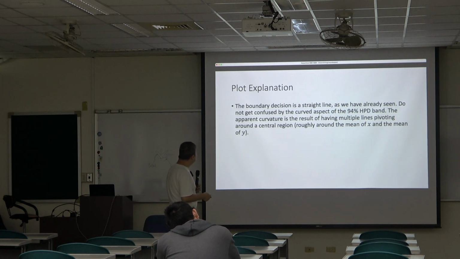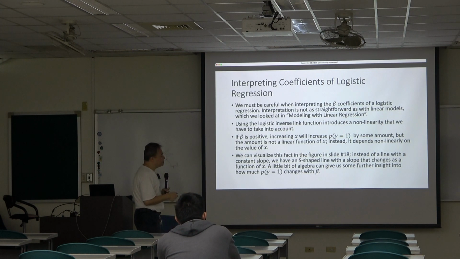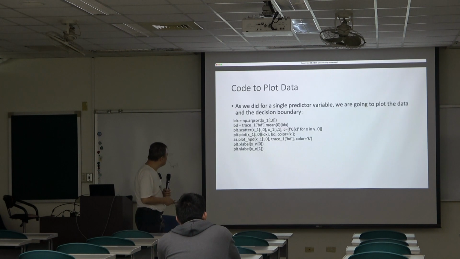I think I already explained it. We must be careful when we try to interpret the beta coefficient of a logistic equation. The interpretation is not as straightforward as in the linear regression models we looked at. Why? Because the inverse link function has a nonlinearity that we need to take into account. What do we mean by this?